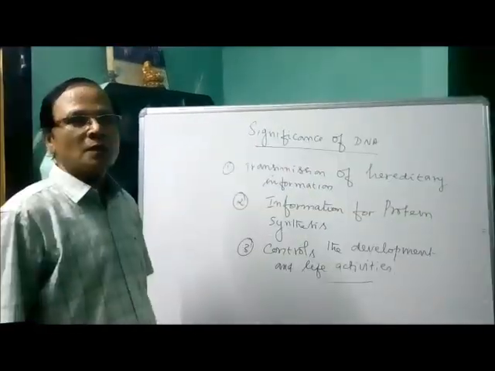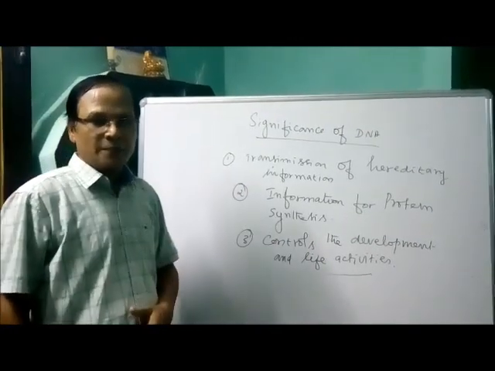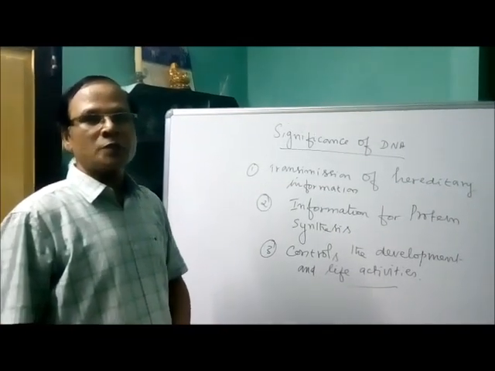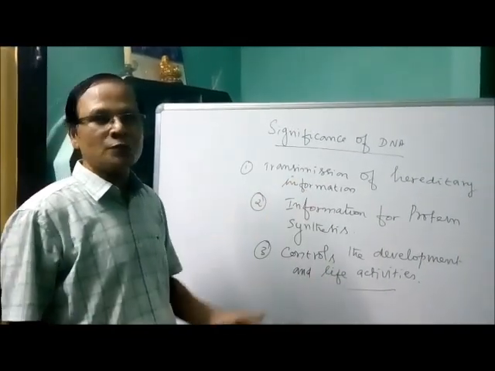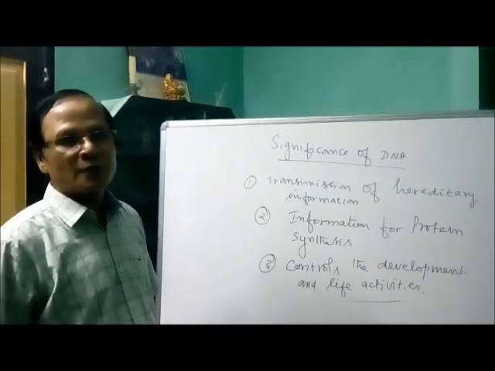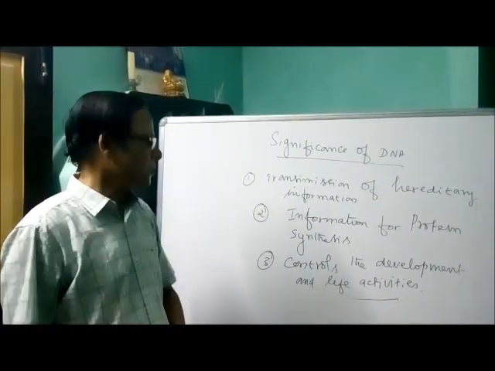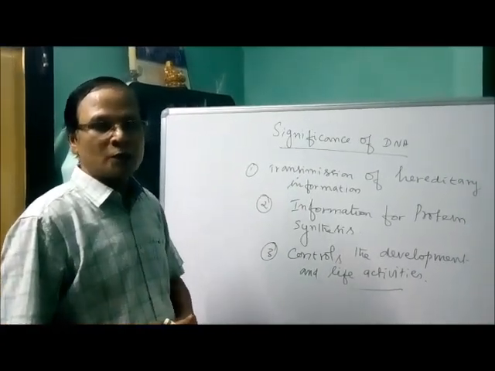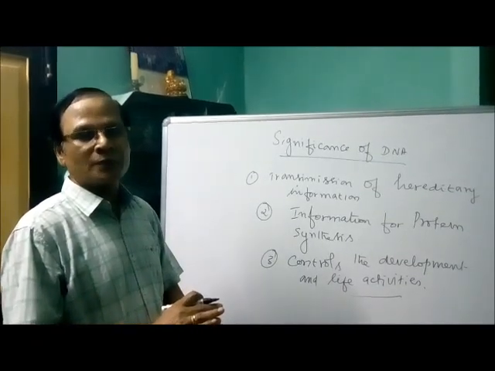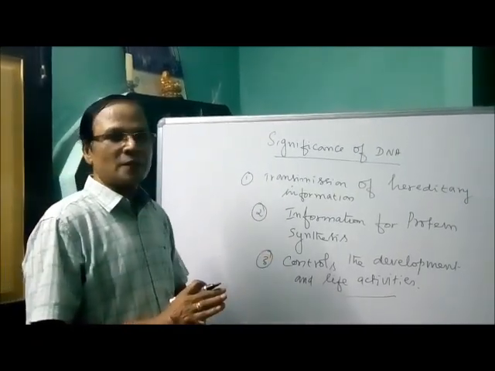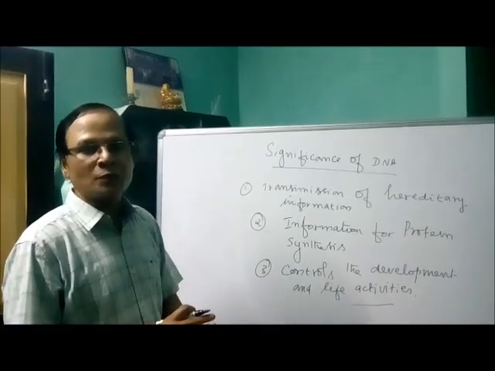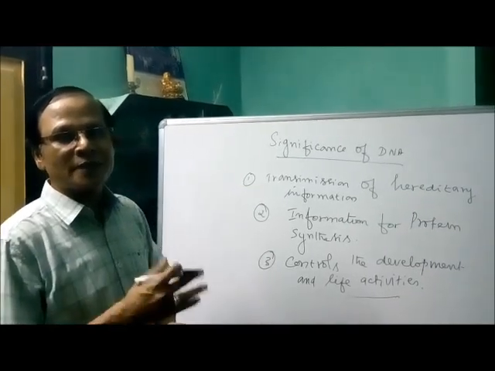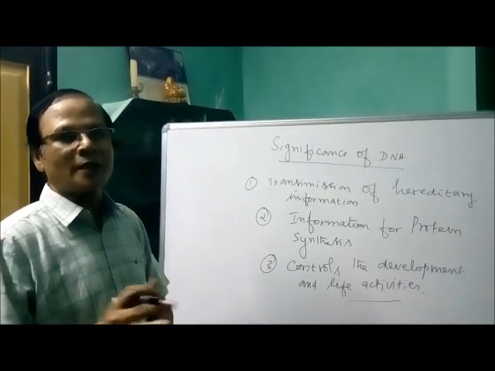What is the significance of DNA? So DNA is the storage of hereditary information, responsible for the transmission of hereditary information from one generation to another, as it is contained in the genes. Number 2, the blueprint, the code for the synthesis of protein is present in DNA, and that genetic information contained in the DNA is responsible for the expression of protein molecules by means of transcription and translation processes. We'll be studying this in higher classes.